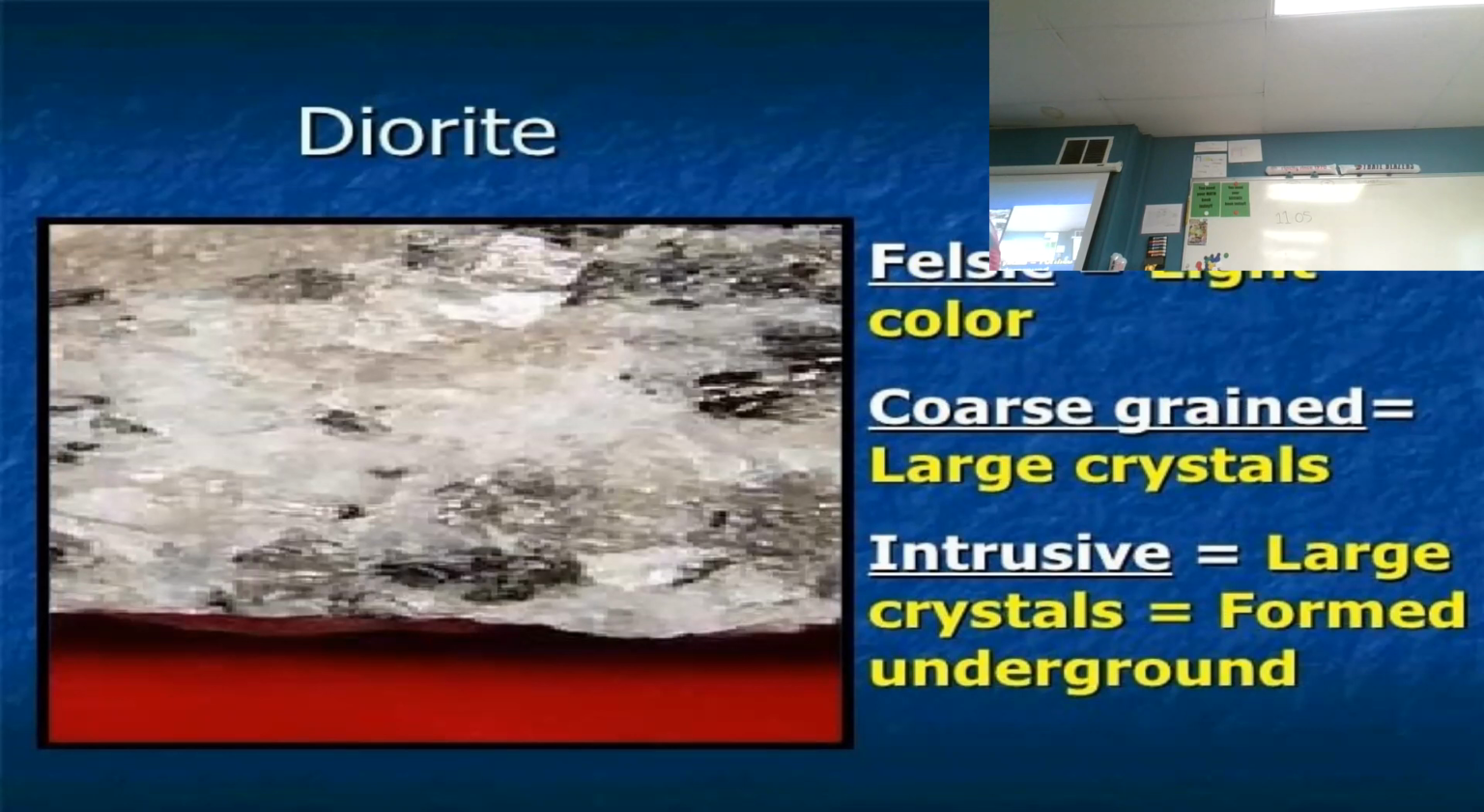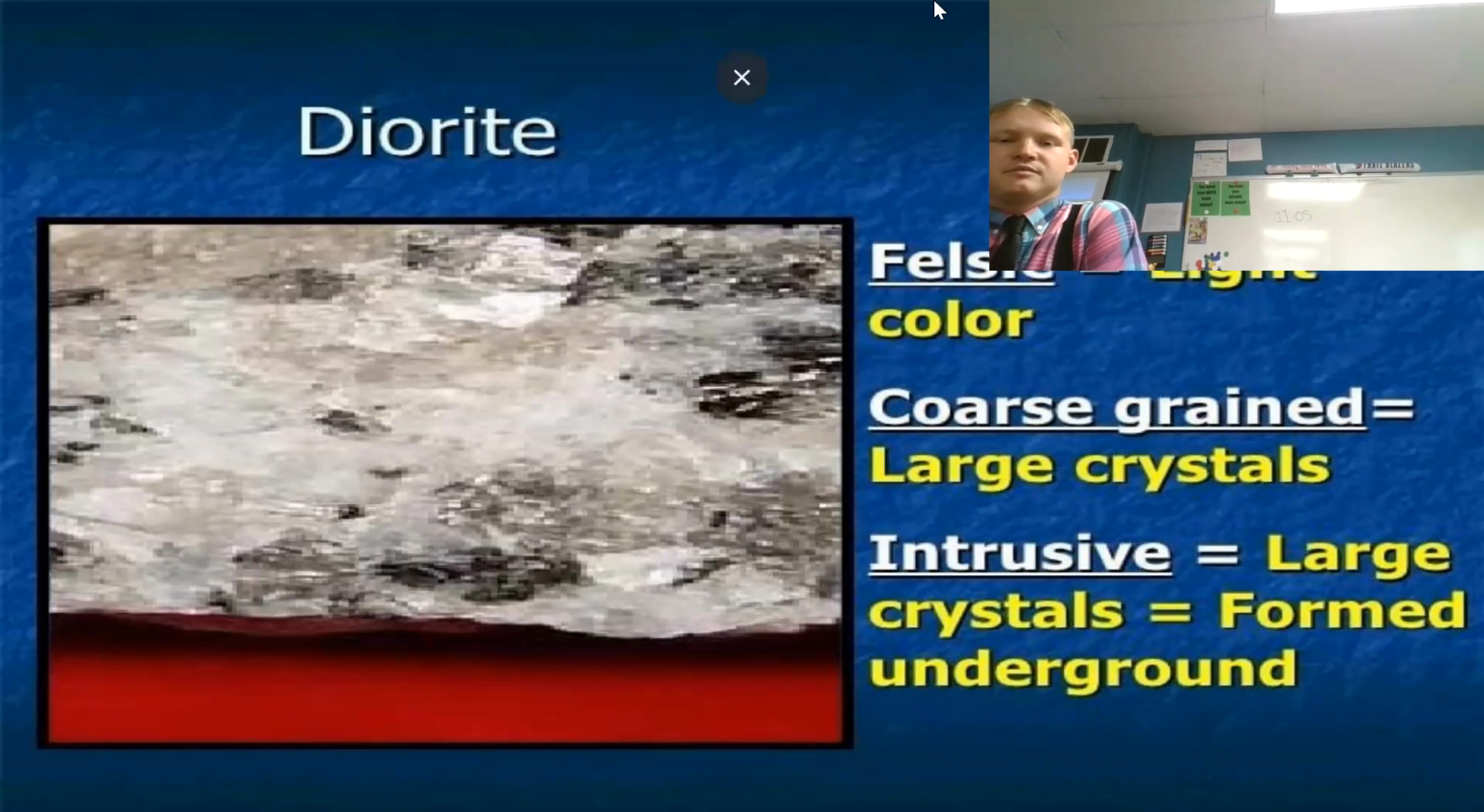Is it felsic or is it intermediate? That's what I'm trying to ask right now. I think it's intermediate. Aries? Because it looks intermediate, and also it has crystals, so it's coarse and it's intrusive. Intrusive? All right, let's see if we are correct here.